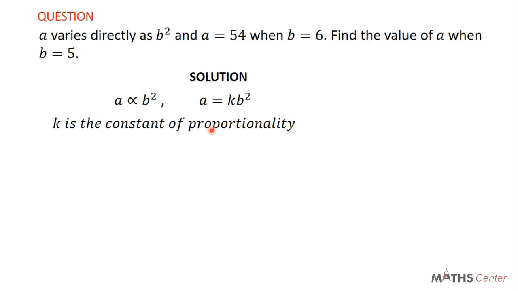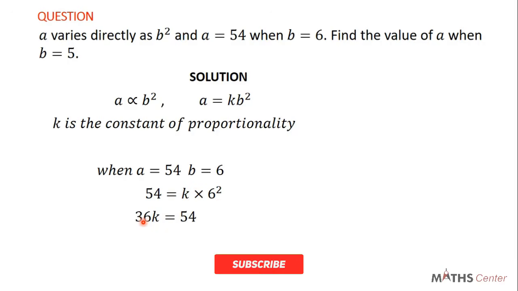Now, as soon as you are done writing this expression, you will see that the question is going to give you two values that will help you to find the constant of proportionality. So here we have been given a as 54 and b as 6. So when a is 54, b is equal to 6. We replace a with 54 and b with 6. When you do that, you are going to have 54 is equal to k times 6 squared. And this will give us 36k is equal to 54.